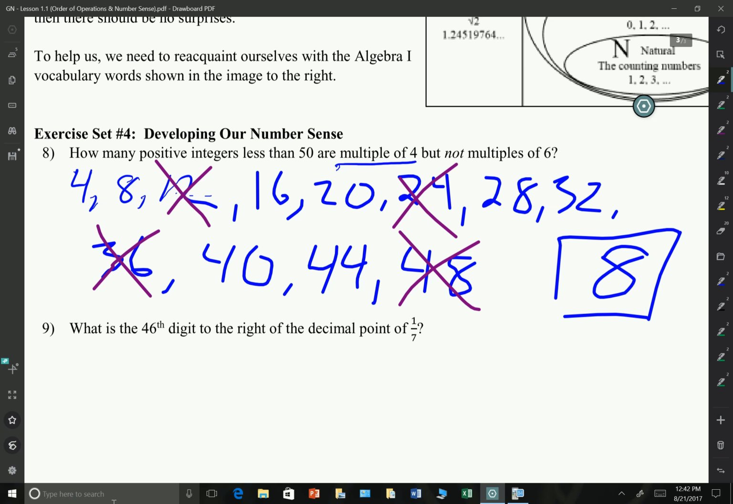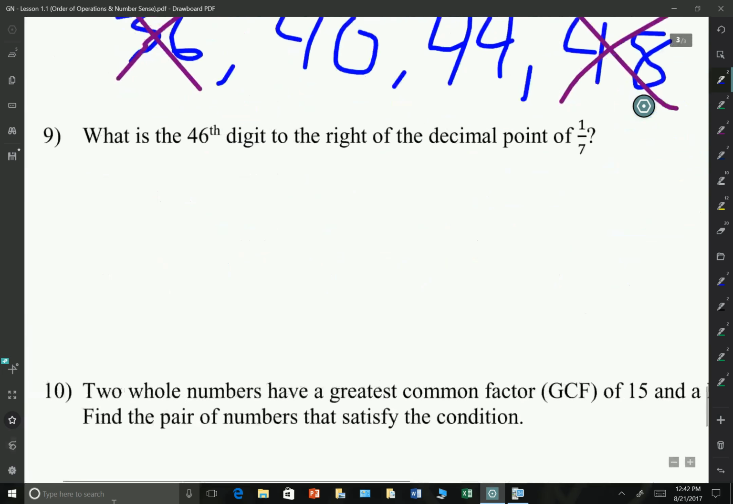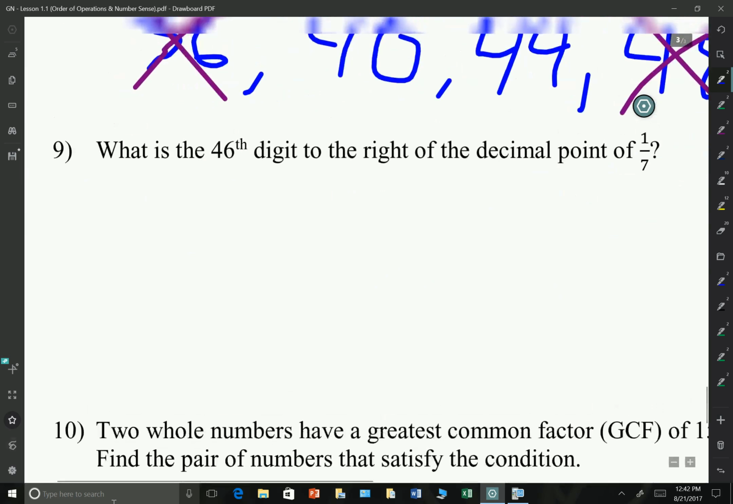What is the 46th digit to the right of the decimal of 1/7? Everybody get their calculators if you have them.